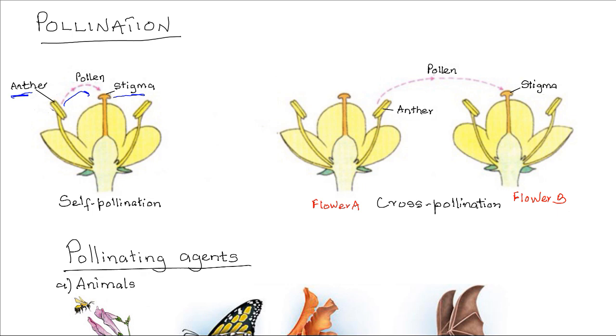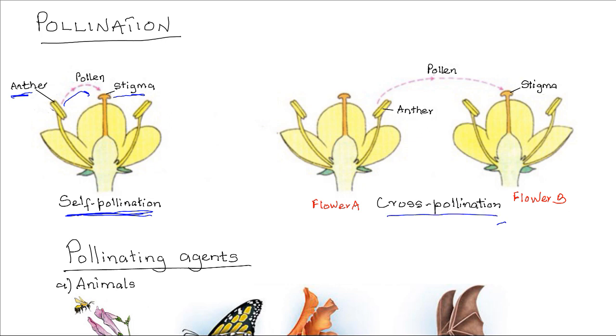Now, the transfer of pollen grains from the anthers to the stigma of the same flower is known as self-pollination. That is, the transfer of pollen grains from the anthers to the stigma of the same flower, that is self-pollination. While the transfer of pollen grains from the anthers to the stigma of another flower, but of the same species, is known as cross-pollination.